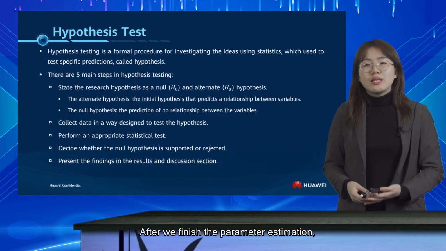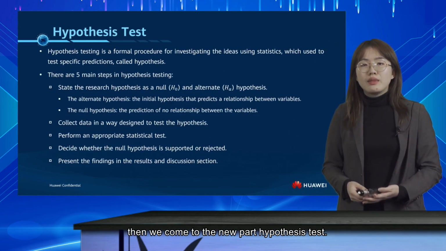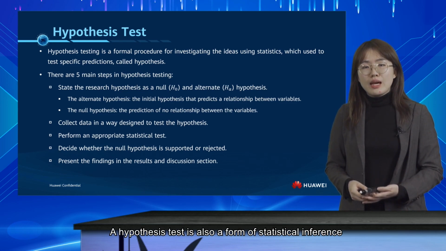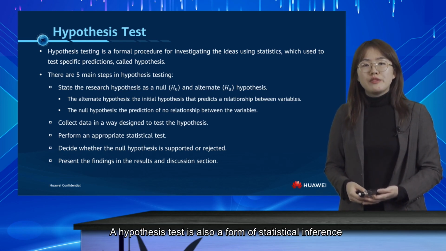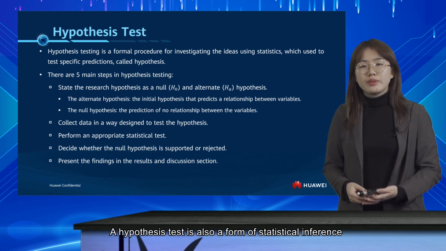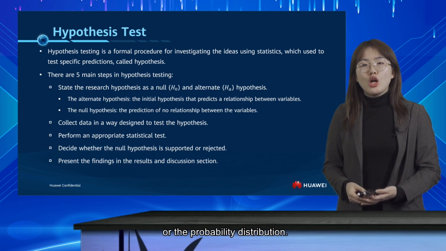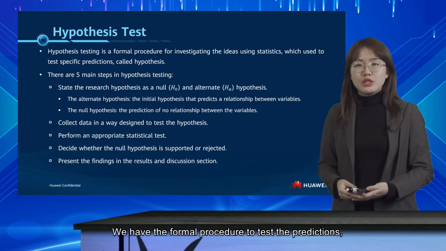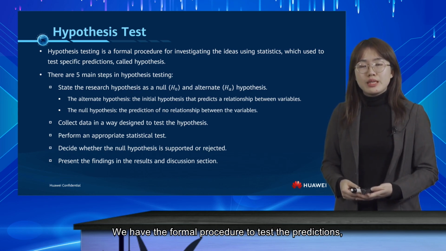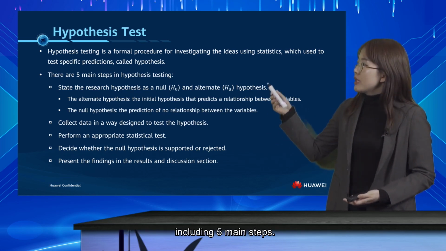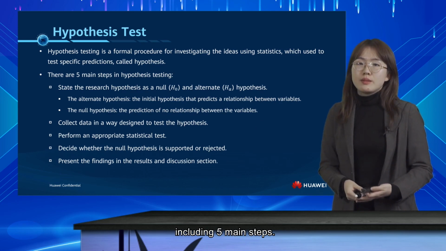After we finish the parameter estimation, we come to the new part, hypothesis testing. A hypothesis test is also a form of statistical inference that uses data from a sample to draw conclusions about a parameter or the probability distribution. We have a formal procedure to test the predictions, including 5 main steps.